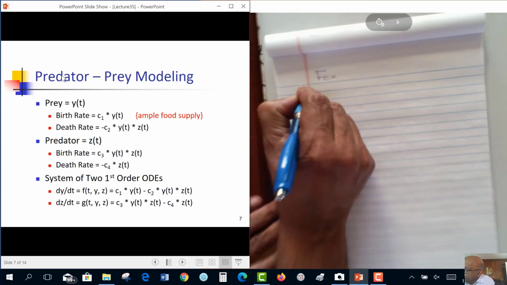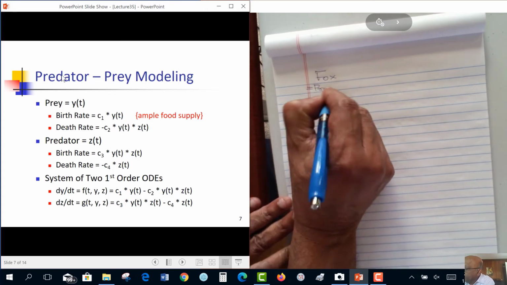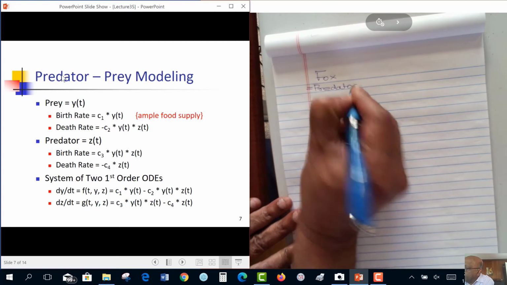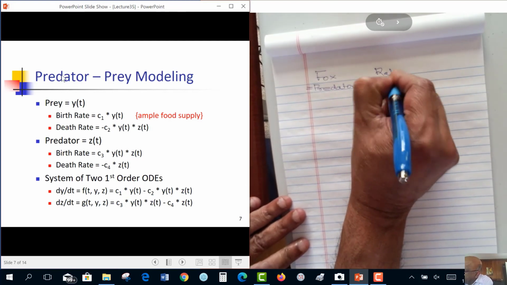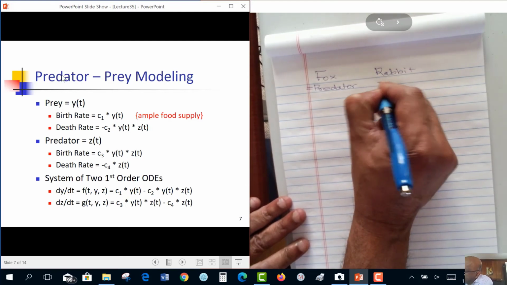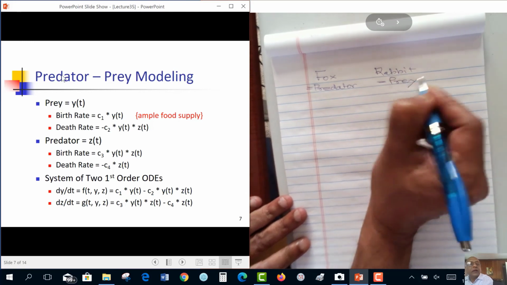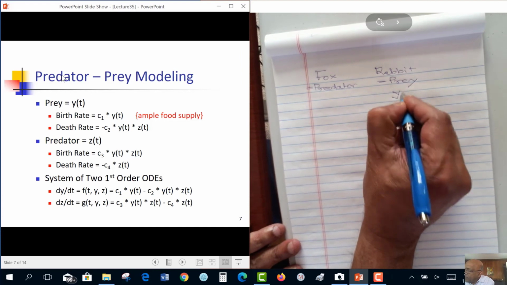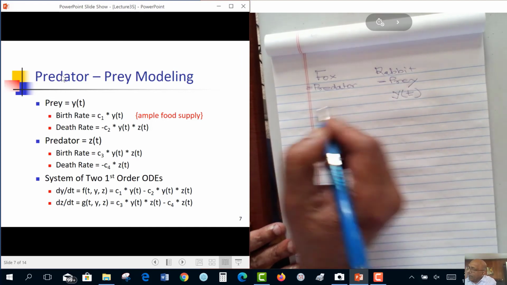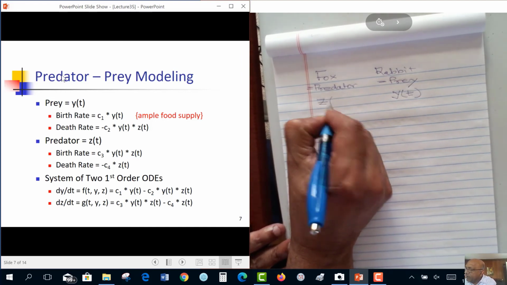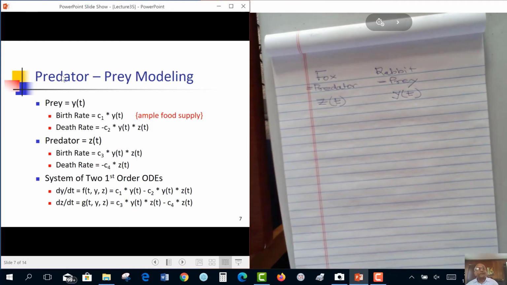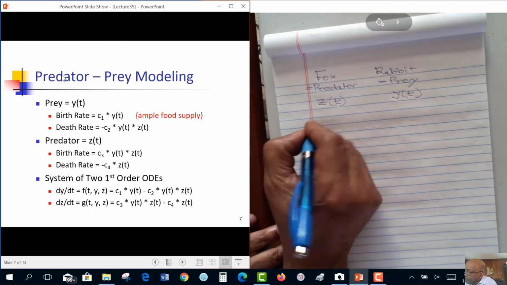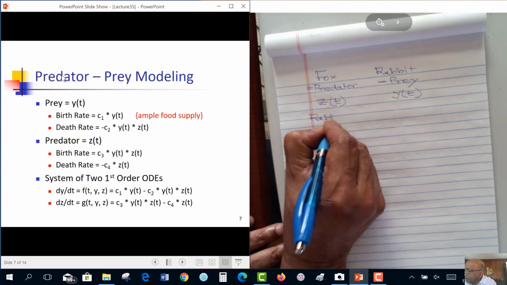So we have fox, predator, and rabbit is our prey. So let's say our prey's population is y(t) and predator's population is z(t) at any given time. So let's look at rabbits, for instance.